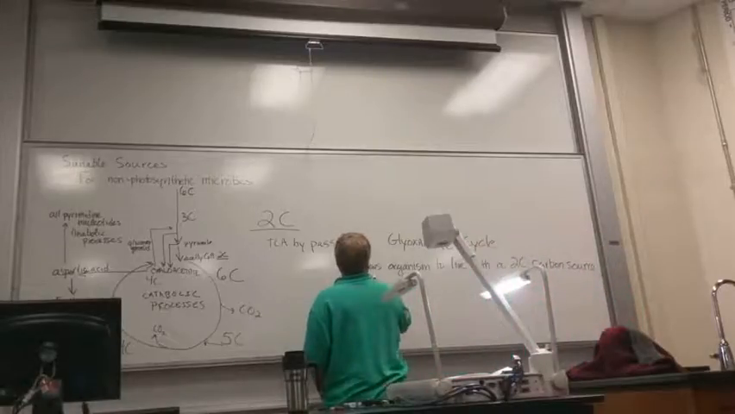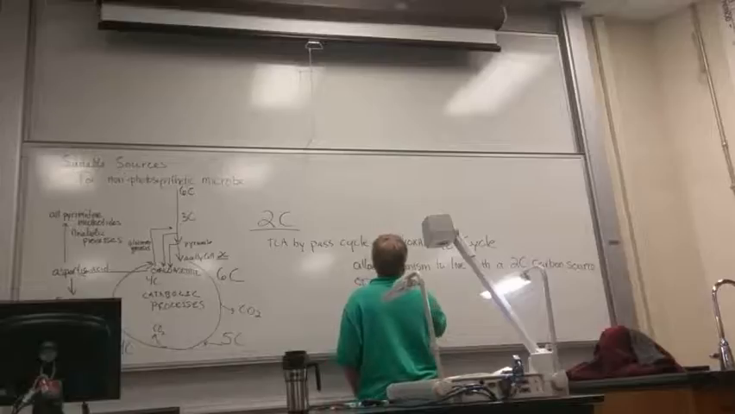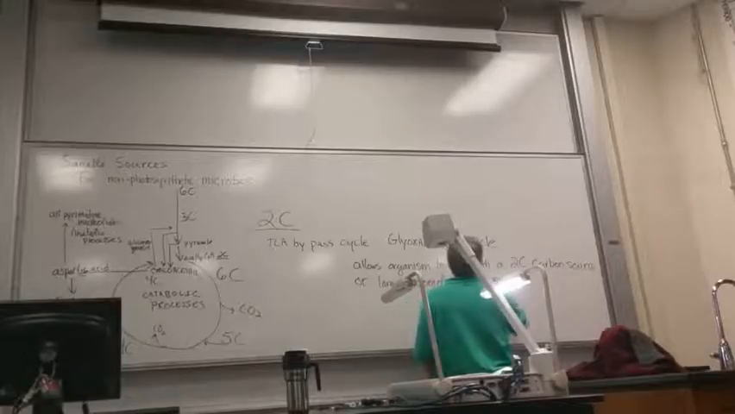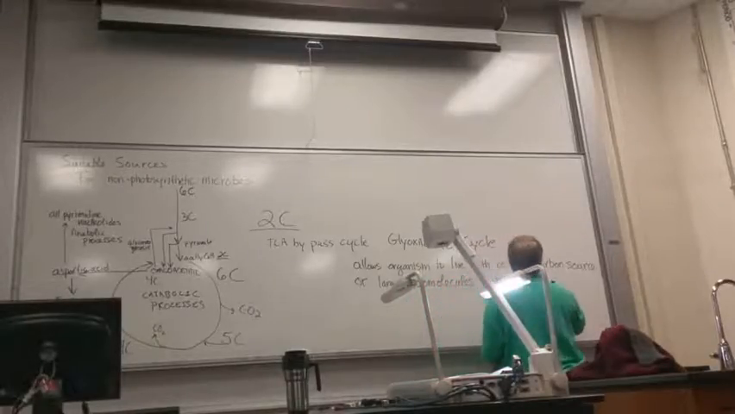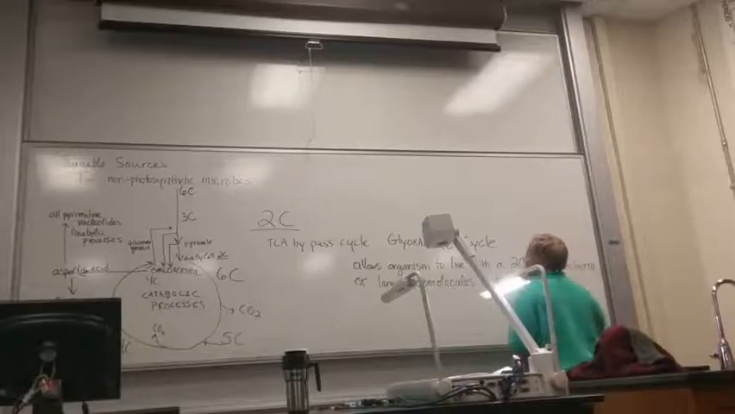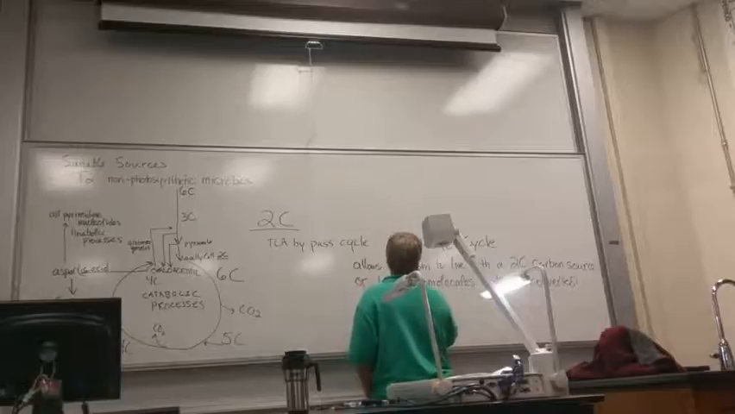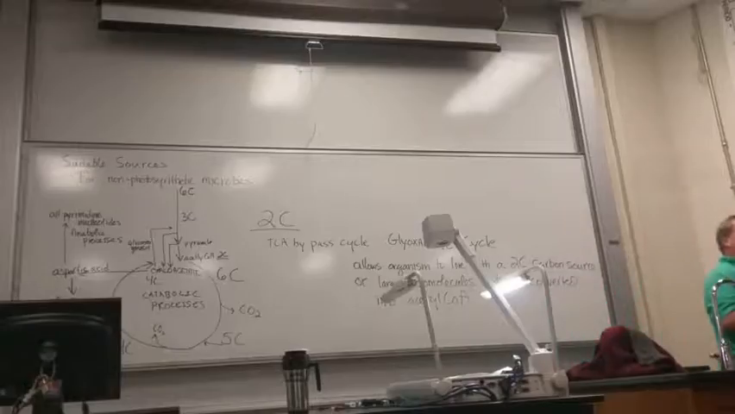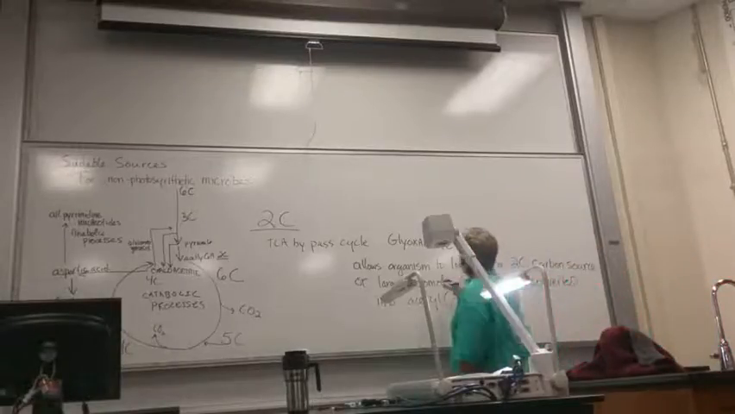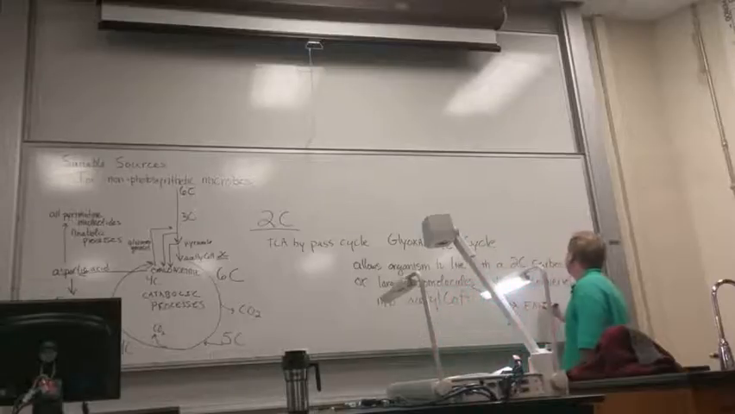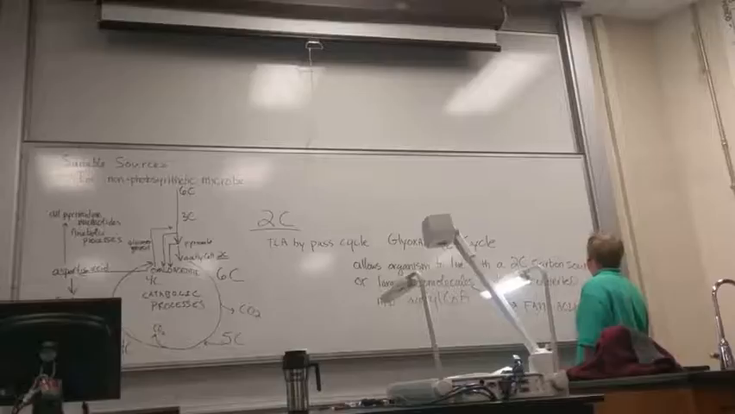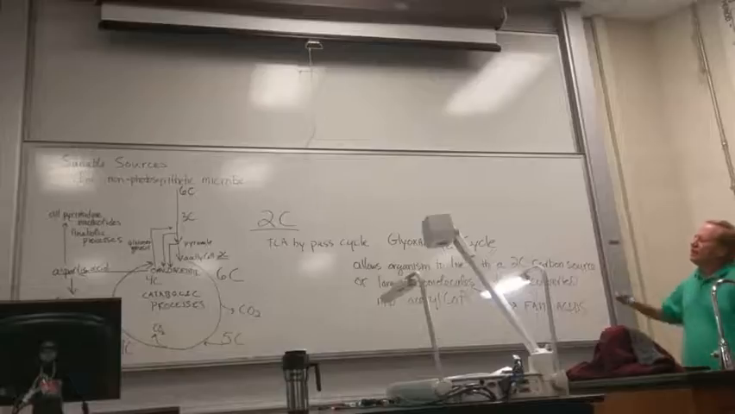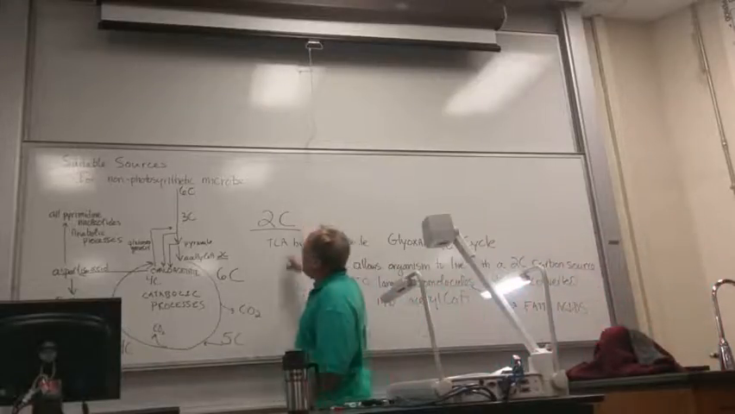or large macromolecules are converted into acetyl-CoA, which basically is going to be our two-carbon source. And these large macromolecules really are fatty acids. Fatty acids get converted into acetyl-CoA. Okay? So, we're going to be talking about two-carbon sources.